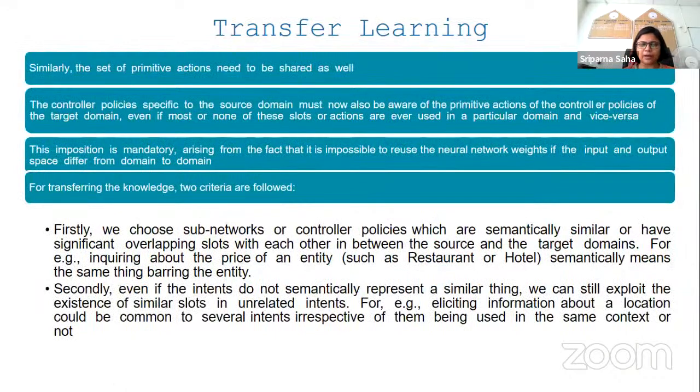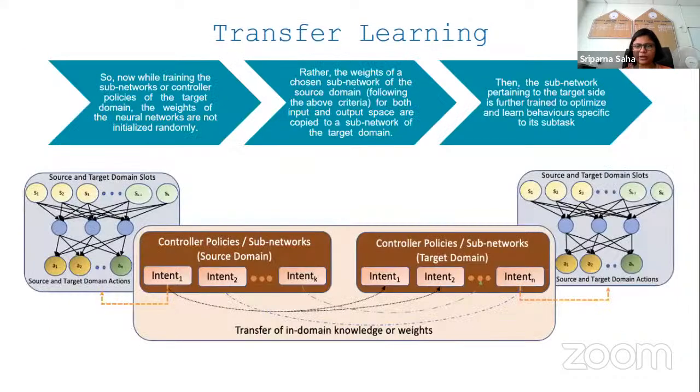As I mentioned, first we need to map intent to intent. Depending on the semantics, we need to understand the semantic representation of a particular intent, and then map the intents of the source domain to the intents of the target domain. So here is the mapping. Maybe intent one is mapped to intent one of the target domain, and intent two can be mapped to intent n of the target domain.